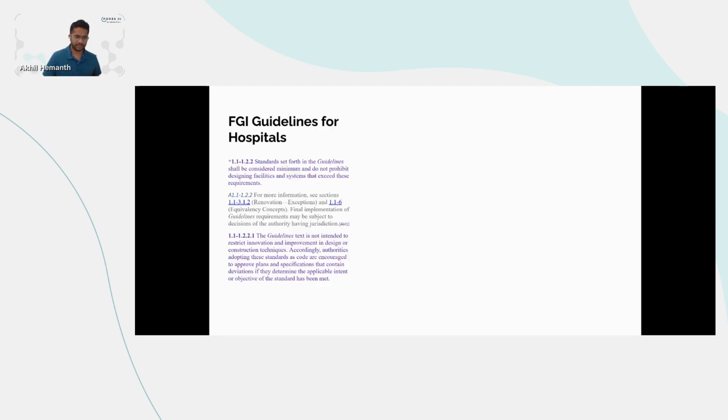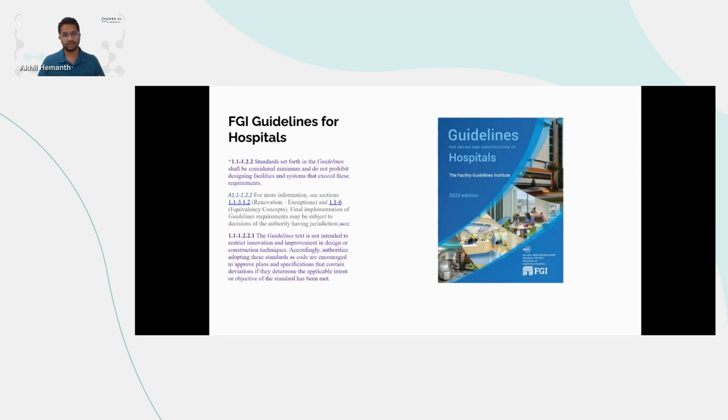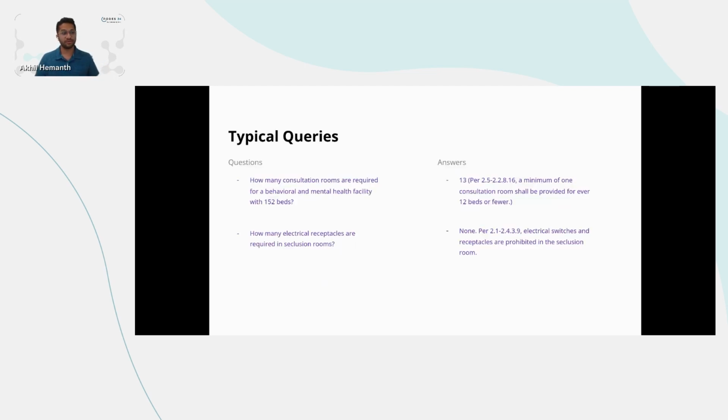And the reason I bring this up is because FGI guidelines is something that we designers use to design a hospital building. The data in this book is so nuanced that every time the designer designs the building, we have to go to each of these sections. And it's nuanced in a way that sometimes the sections ask you to go look at other sections. Some of the typical queries designers would use this book for are, for example, the consultation rooms. The answer is 13, but it is a math question, and so you want the LLM or the RAG system to combine the two answers.